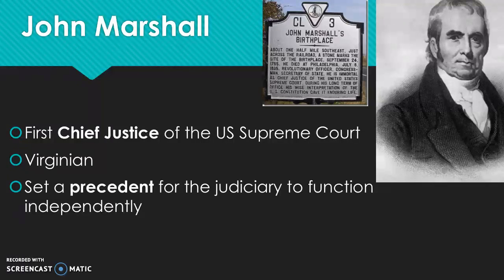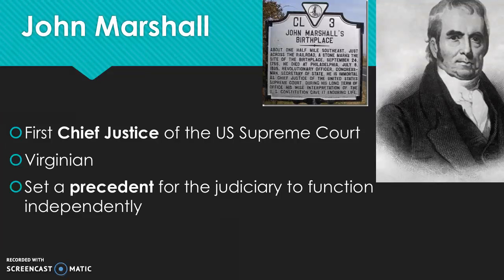The judicial system obviously did not start out nearly as complex as it looks here on these two pictures, but the role that the judicial system plays was really defined by its first Supreme Court Chief Justice, and that is John Marshall. This is a historic marker you can actually see in Fauquier County, Virginia. That's where John Marshall was born. He's important because he sets a precedent for how the judicial system will function: that it will function very independently of the other branches, that checks and balances are in place, and he also sets a precedent for what we call judicial review, and we'll talk about that in just a minute.